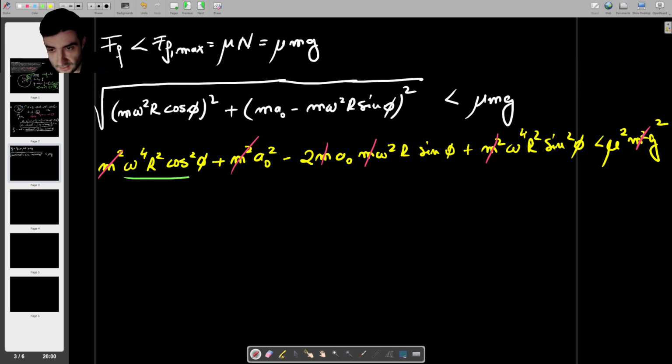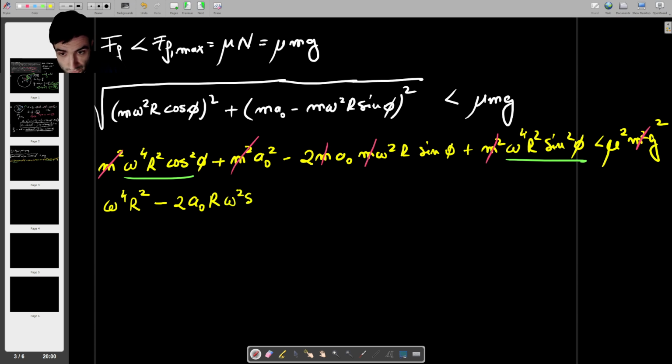Another thing is that this term and this term can combine and just give omega to the 4 r squared. So let's write that. We have omega to the 4 r squared, and then the second term, which is minus 2 a0 r omega squared sine of phi, and then we can write this as plus a0 squared minus mu squared g squared less than 0.